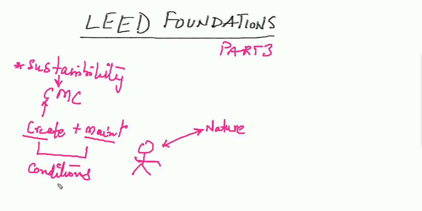Conditions. Conditions means what? Like weather. There are a lot of conditions here. The triangle comes in the picture. We talk about this triangle maybe in the next class. Okay. So this is what we studied in part 1, sustainability.